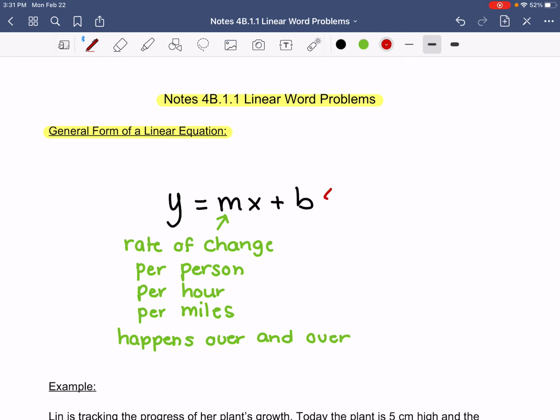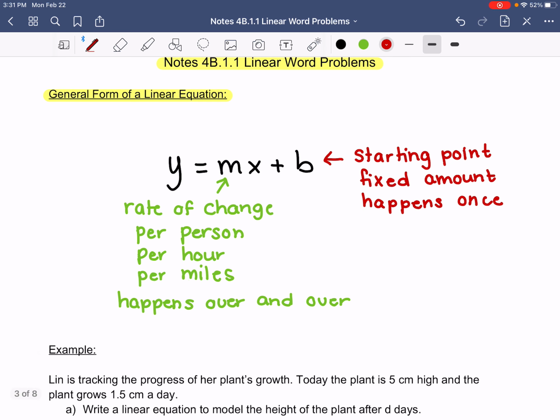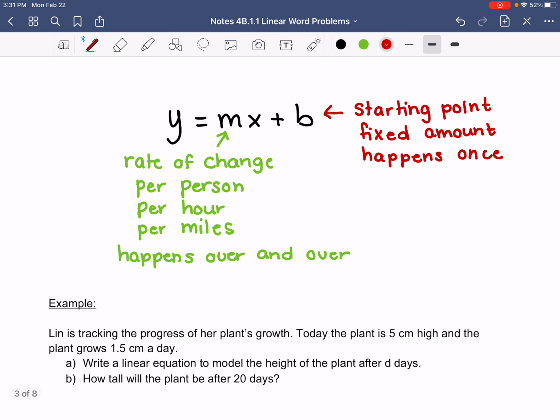The y-intercept that we're going to be looking at today is basically going to be our starting point. It's some sort of fixed amount. It only happens once. So those are some things that we're going to be looking for to decide which part of our problem is our slope, which part is our y-intercept.